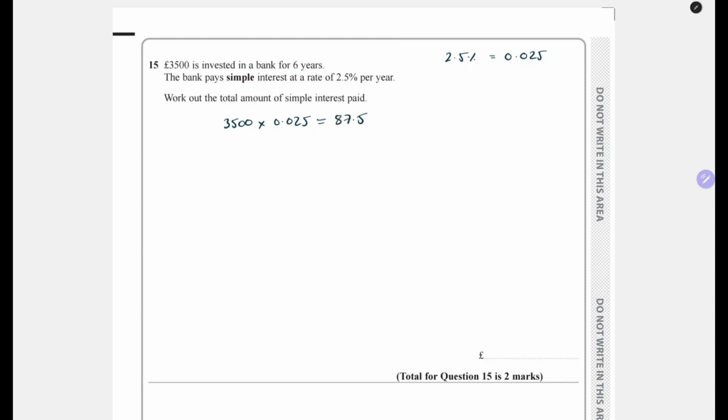So 3,500 multiplied by 0.025, and that's equal to 87.5. So the bank pays £87.5 per year. We know that there's 6 years, so that's 87.5 multiplied by 6, and that's equal to £525. So over 6 years, the bank pays £525 of simple interest.